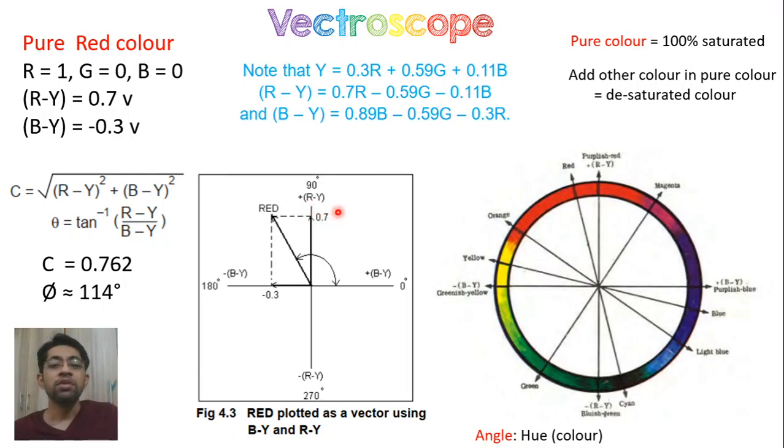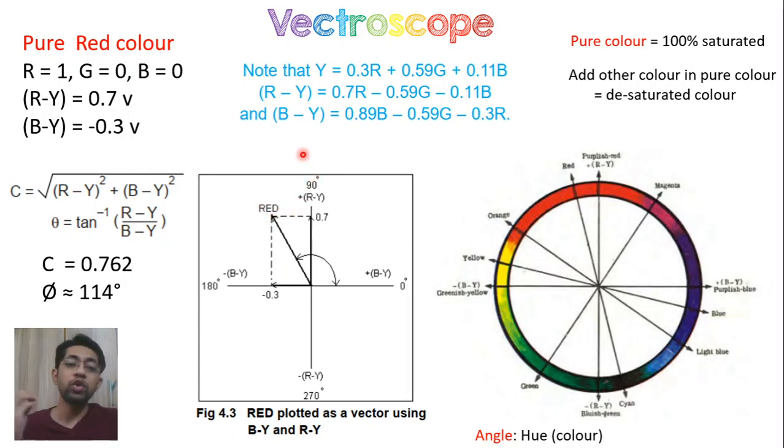Now if you keep on adding white, you can see that more and more contribution of G and B will be there. G and B will rise from 0.3, 0.4, 0.5 and so on. As a result, the R minus Y component will decrease. The B minus Y component also decreases, and as a result the overall length of the vector also decreases.